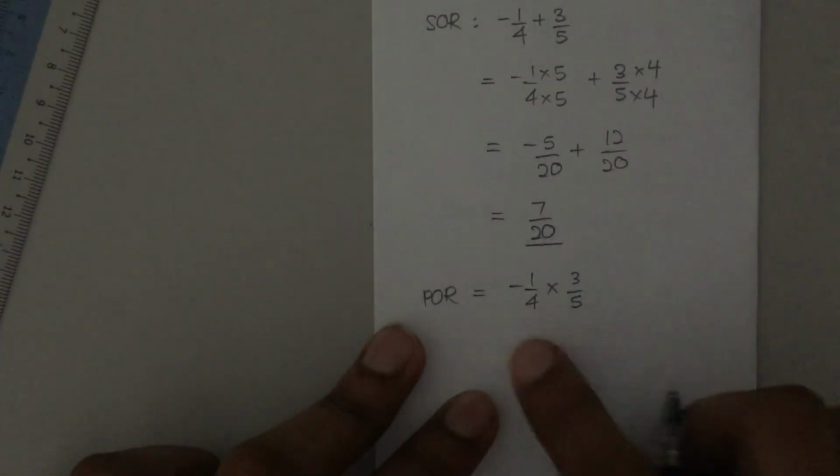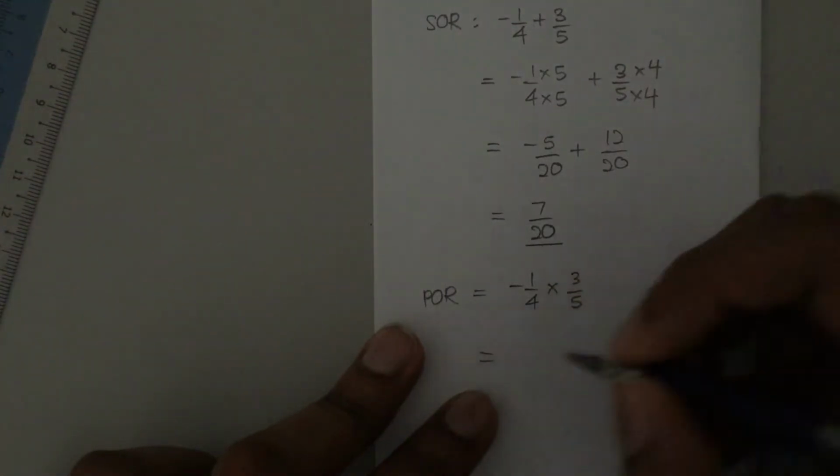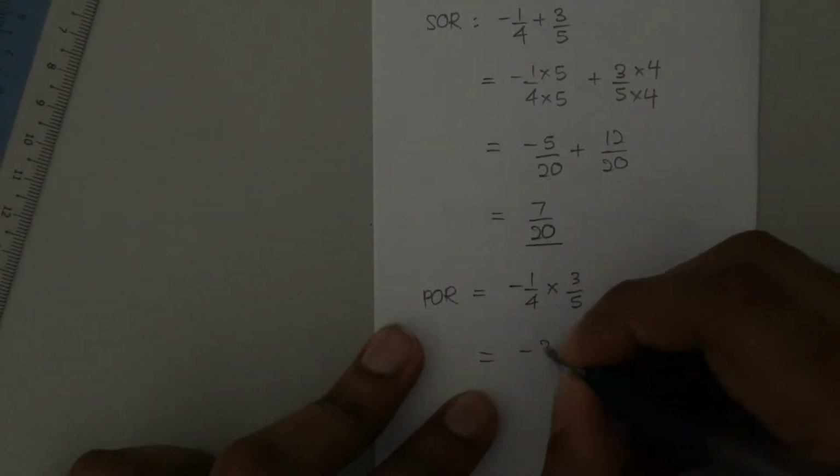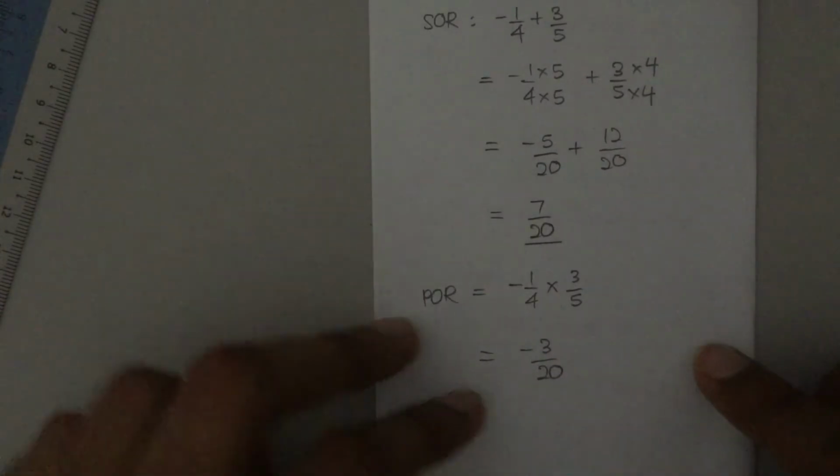Since it's multiplication, it's very straightforward. So from here you get your POR is negative 3 over 20.